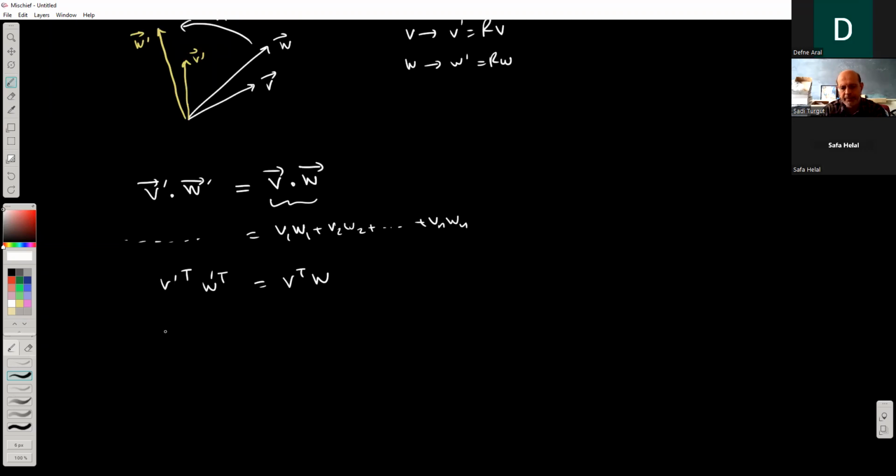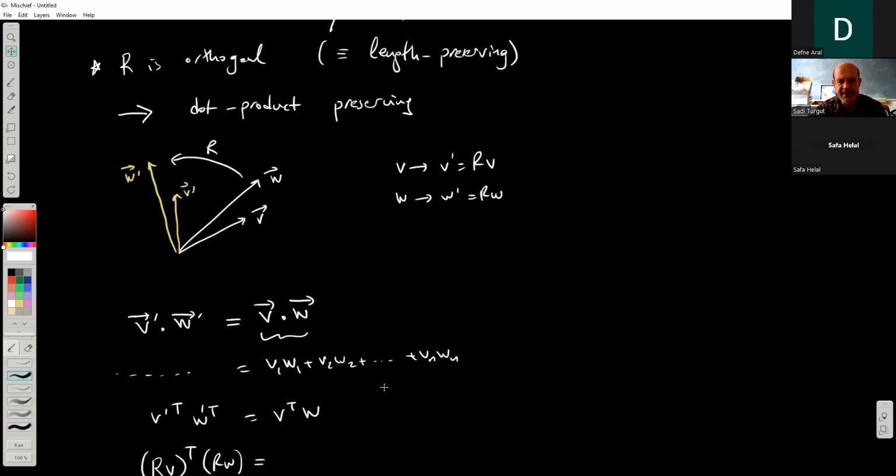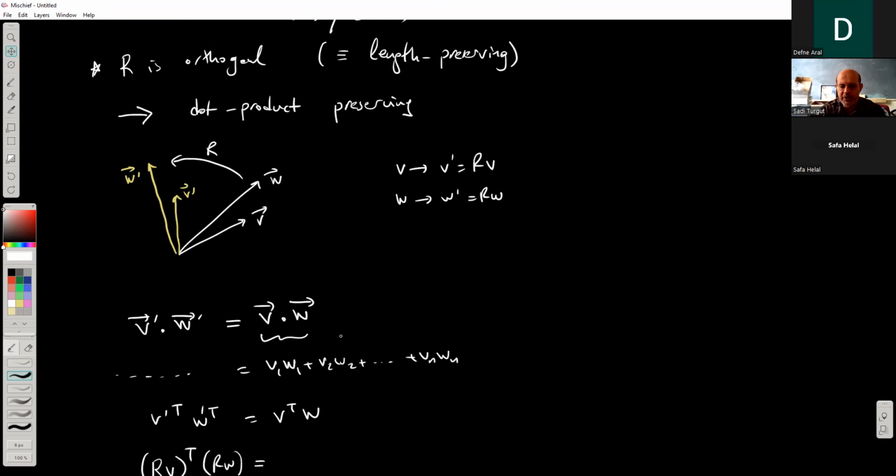So this is V prime transpose, that's R times V transpose, and that's R times W. Sorry, there's no prime in here. This is R times W. But this can be expressed as R transpose R, this product. Since this is equal to identity, because that's an orthogonal transformation, I get this, right? And the right-hand side is basically that. So the length preserving property is essentially equivalent to the dot product preserving property.